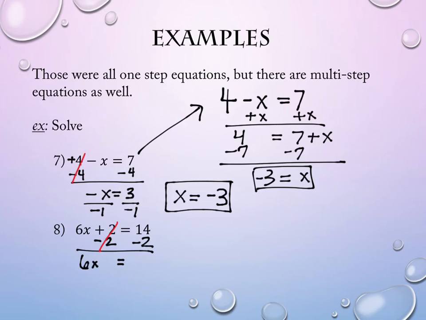14 minus 2, 12. Then what? Divide by 6. And what will x equal? 2. And just for fun, since we're at one that's nice and easy to check, if you wanted to check it, take the 2, you put it back in. 6 times 2 is 12, plus 2 is 14. It is, in fact, the correct answer.